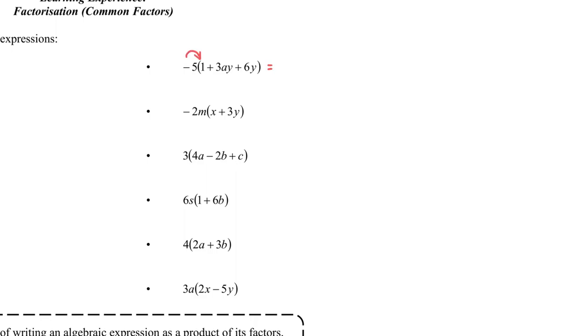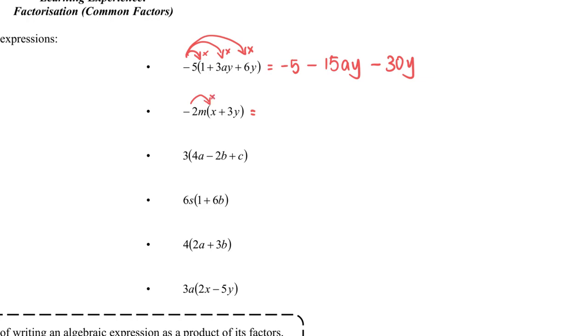This one will be equals to -5 multiplied by positive 3ay, negative 15ay. This will give me negative 30y. Let's continue.